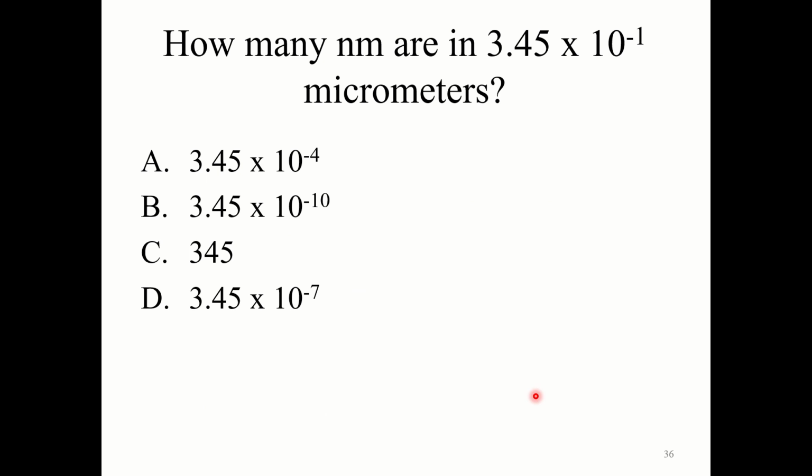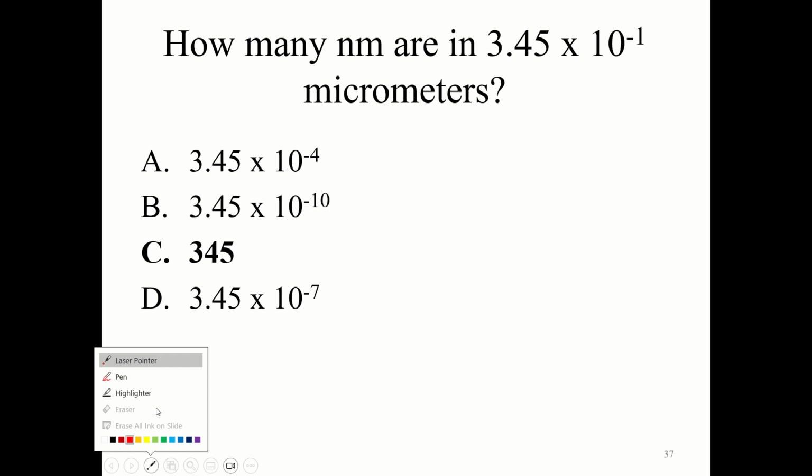All right, here's a knowledge check question. How many nanometers are in 3.45 times 10 to the negative first micrometers? All right, the correct answer here is C, 345.